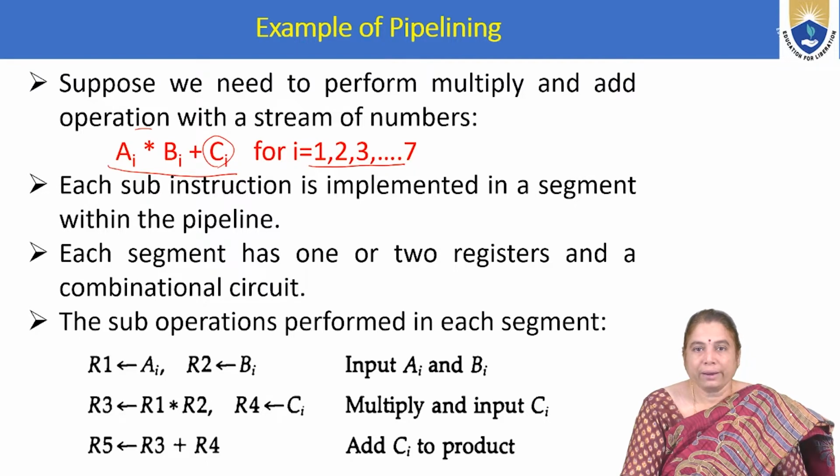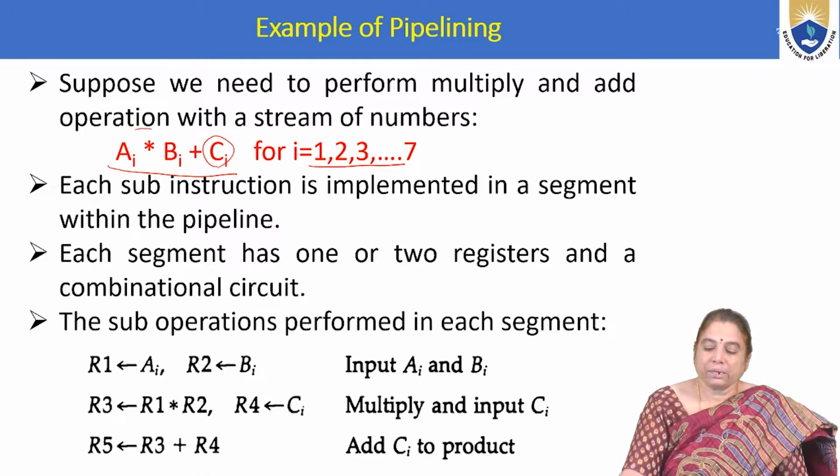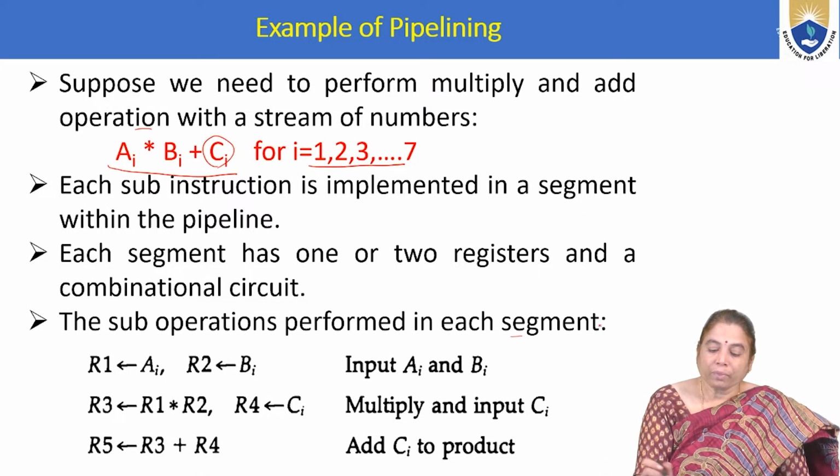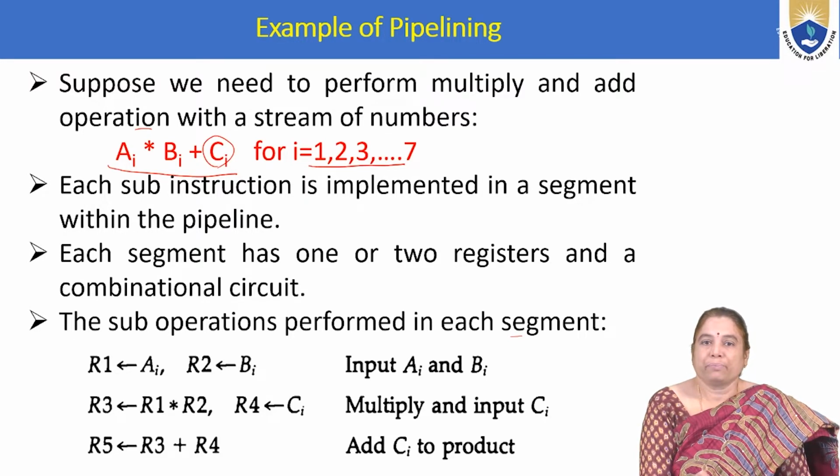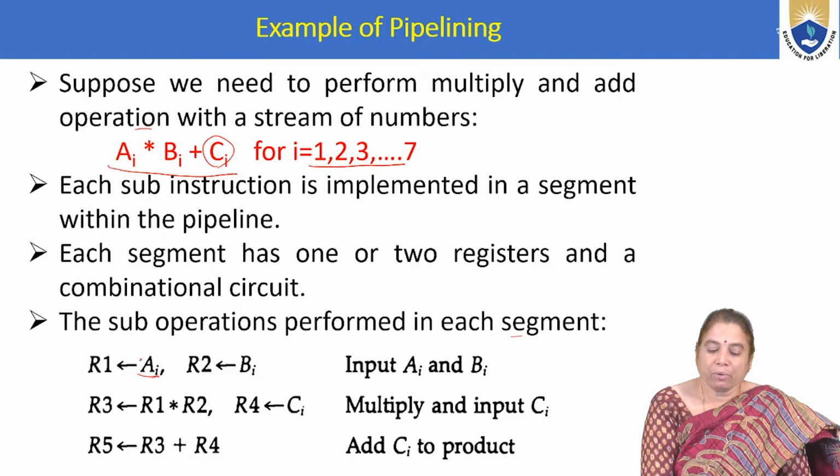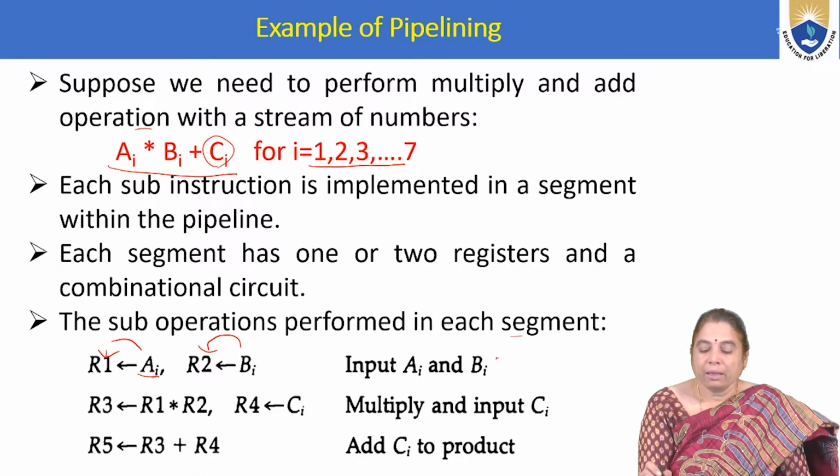So, this task can be divided into small pieces, and each piece can be executed in a dedicated segment. So how can these tasks be grouped or divided into segments? The sub-operations performed at each segment: the first segment is loading the first number and second number into the corresponding registers. The first number A can be loaded into the register R1. Next, the second number B can be loaded into the register R2. So this is the inputting of Ai and Bi. In the first iteration, the i value is 1, so A1, B1 values are loaded to the registers R1 and R2 respectively. And this is segment 1.